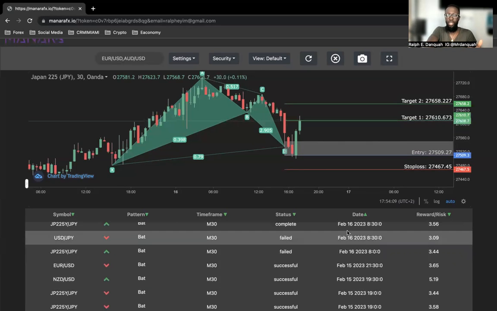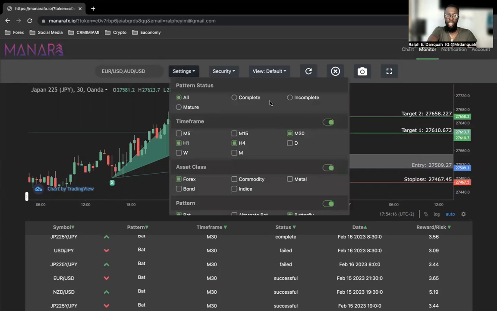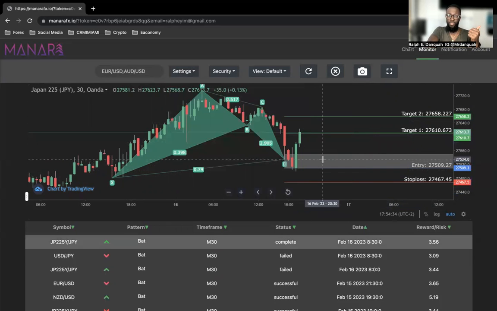Okay, then let's start. So in the monitor, you can set your own settings. When you go to settings, you can choose the pattern status, and in this case, I have all. Complete basically means that the trade is at entry. In trading, we have entry, stop loss, and take profit. So complete means that the trade has actually entered or has gone into the entry place.